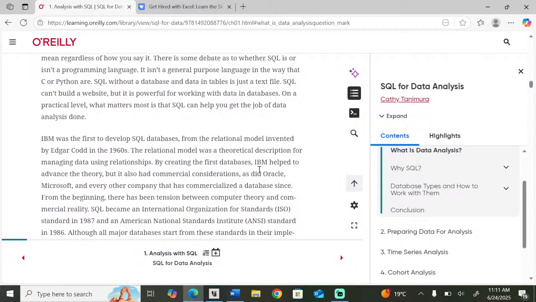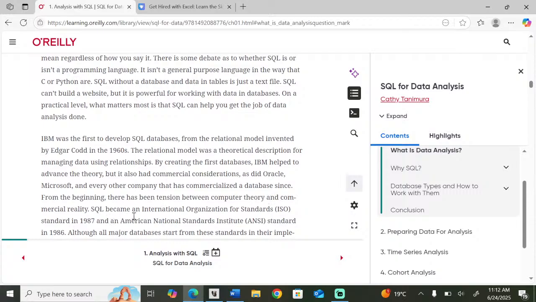By creating fast databases, IBM helped to advance the theory. As time went by, SQL advanced and reached a point where it became more technical and not just theoretical. It also had commercial considerations, as did Oracle, Microsoft, and every other company that has commercialized a database since. From the beginning, there has been tension between computer theory and commercial reality.